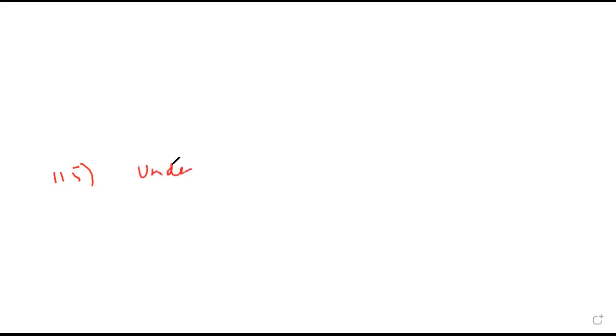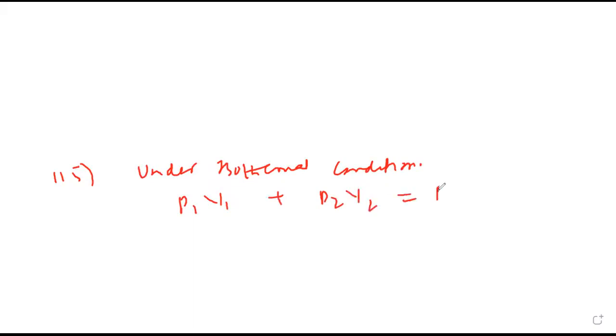Under isothermal condition, first pressure times first volume plus second pressure times second volume equals PV. That means it holds Boyle's law.